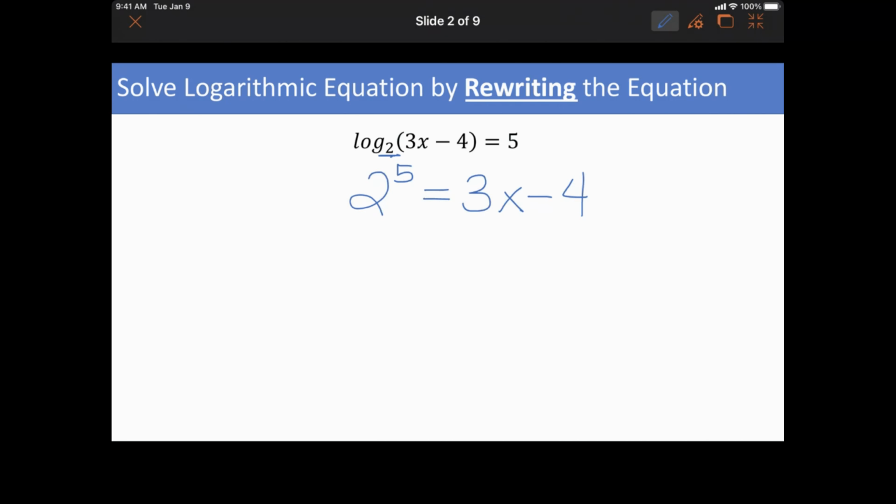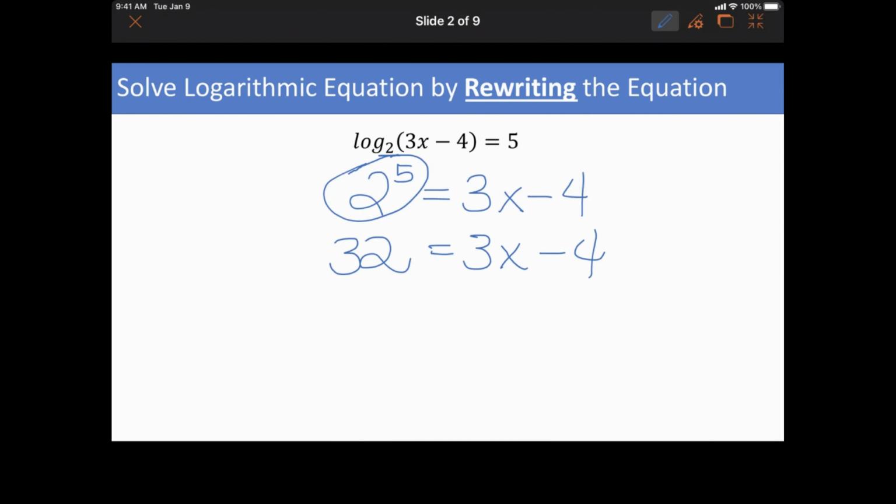Then we're here, like, what do we do next? Well, what can we simplify? Can I figure that out? 2 times 2 times 2 times 2 times 2, which is 32. Sorry, I did not mean to say 35. You can use a calculator if you need to do that. And then 3x minus 4.